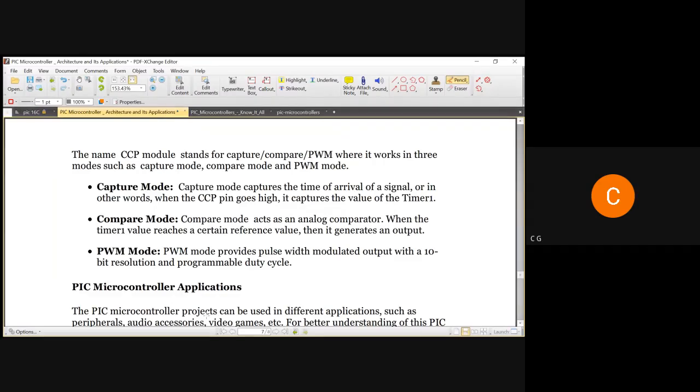Pulse width modulation. This PWM mode provides pulse width modulation output with 10-bit resolution and programmable duty cycle. Okay, just a minute.